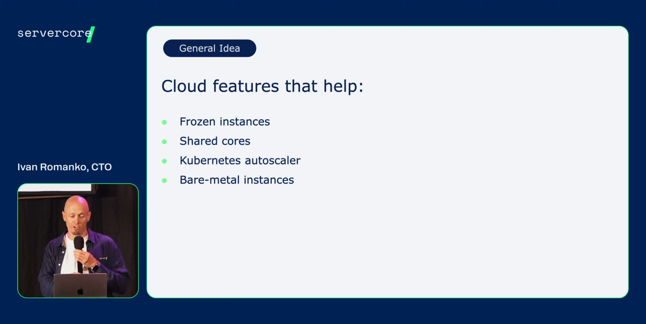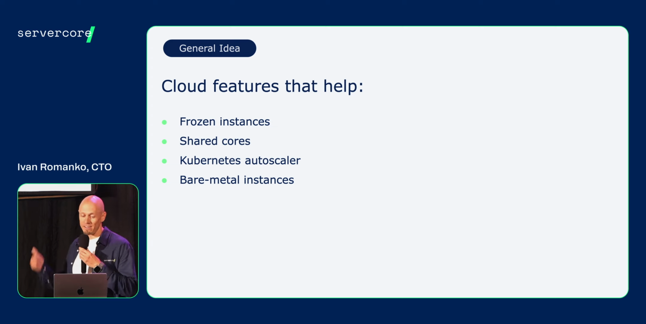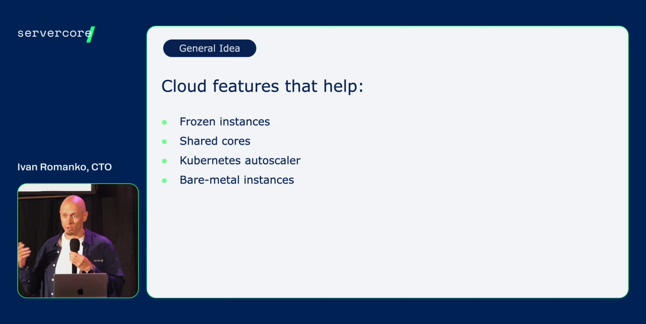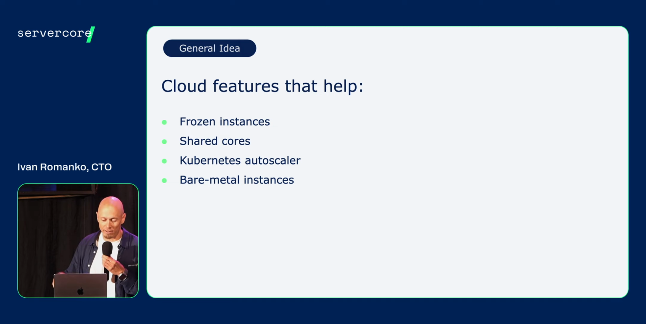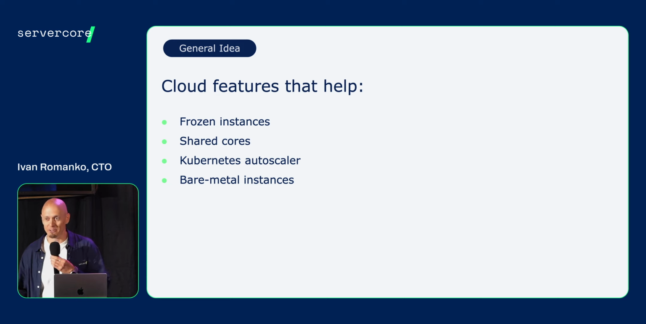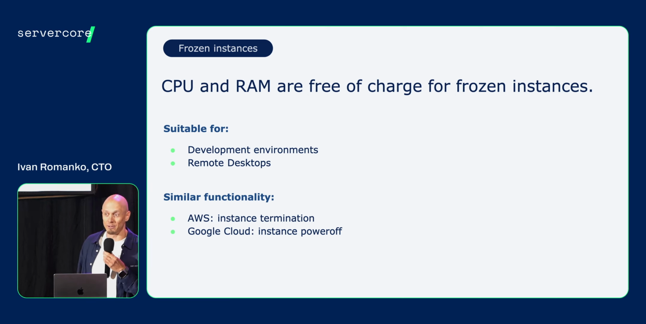The features are from Servercore Cloud. Sorry, I'm from Servercore. I won't pay a lot of attention to other providers, obviously. These features are frozen instances, shared cores, Kubernetes with autoscaler enabled, and bare metal instances. As I've mentioned, there are a lot of different ways, including partnership discounts and refactoring your applications to reduce memory footprint, for instance, but we won't be talking about that today.